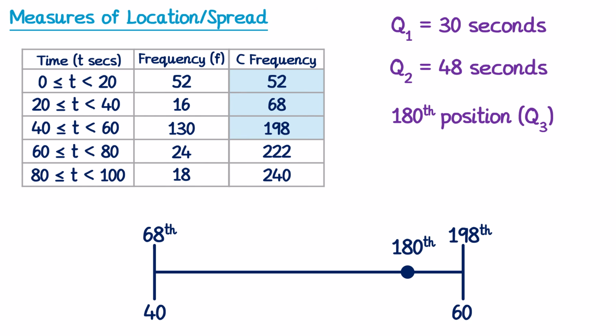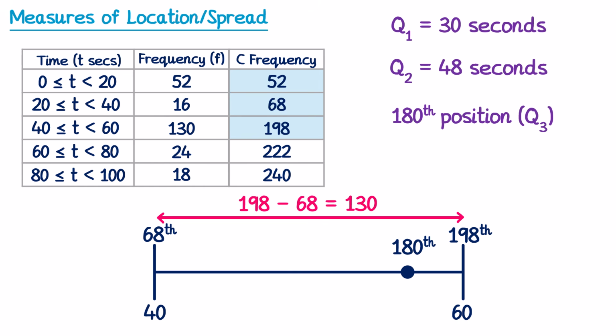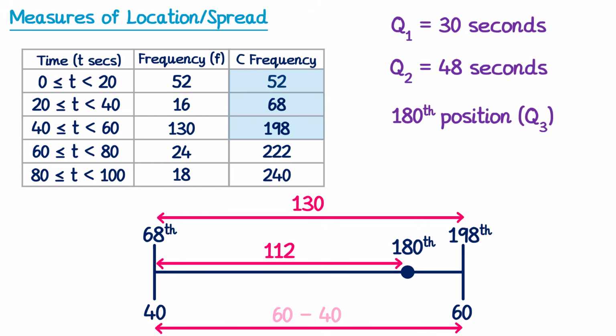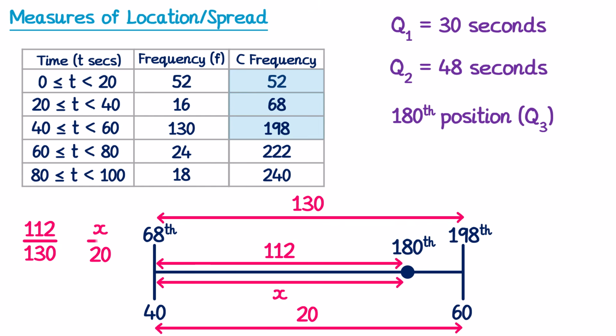We then follow the same process as before. The difference between these two cumulative frequencies here is 130 again. But the difference between the 180th and 68th position is 112. Then we do the same idea for the times. Well, the difference between 60 and 40 is still 20, and the value we're interested in is the difference here, which we'll call x. We then form the equation by saying that 112 divided by 130 must give us the same value as x divided by 20.